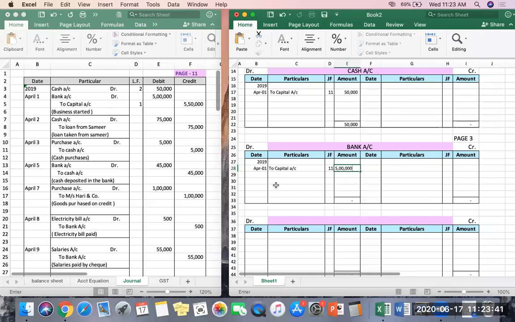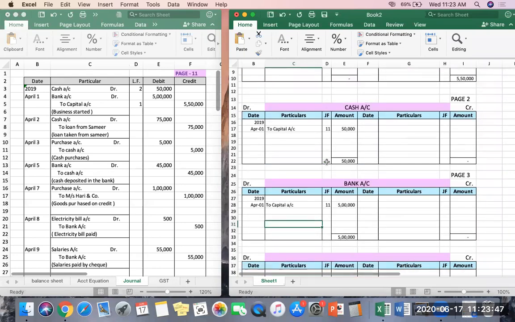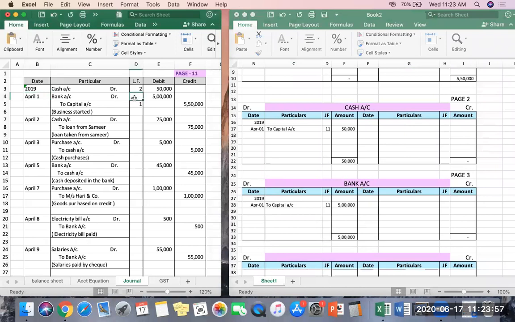Okay, now with this we are done with one entry only, because I was explaining, it took time. Otherwise, once you know, you don't have to do the journal entries and you don't have to see this. Now, bank account is written on page number 3. So here you can write page number 3. This is how this column is used.